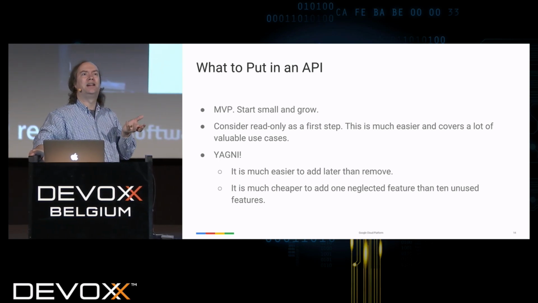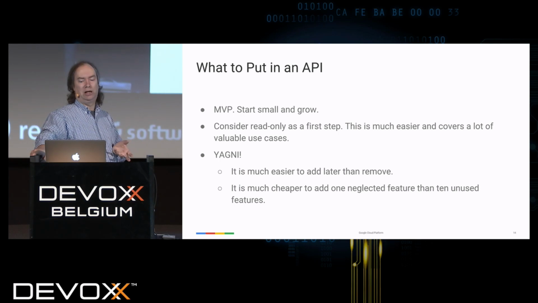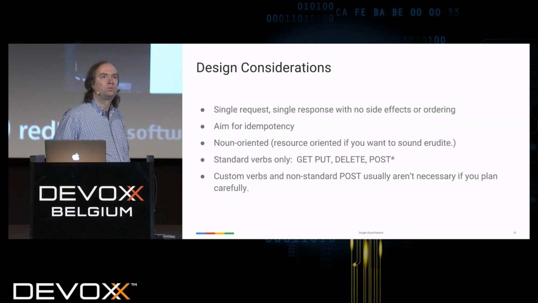But whatever you're doing in an API, people are depending on it. It is much easier to add things that are missing later than it is to remove things you don't want. So again, start small, leave things out.